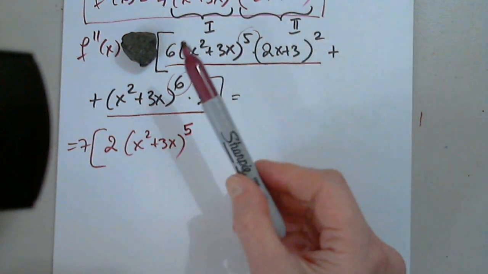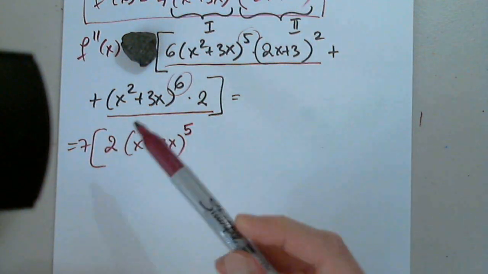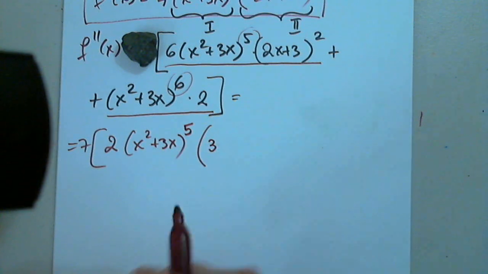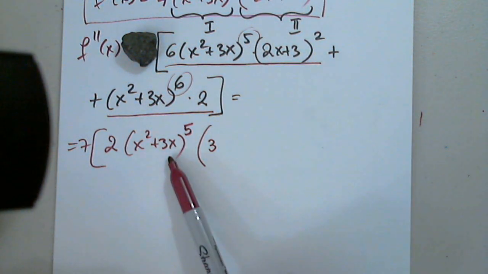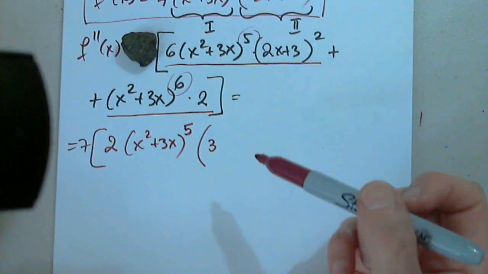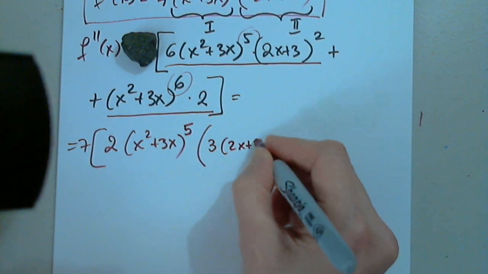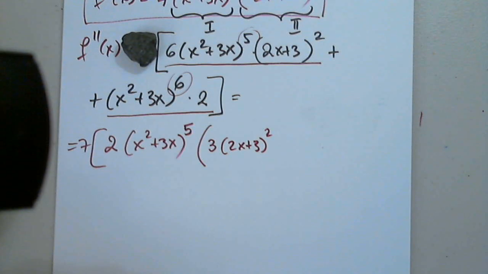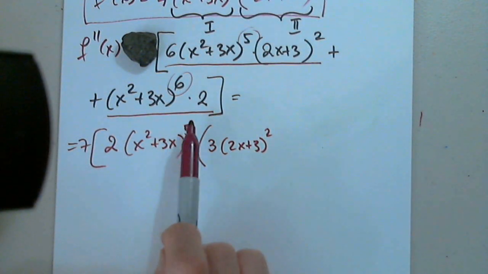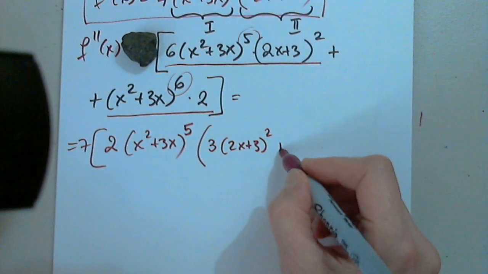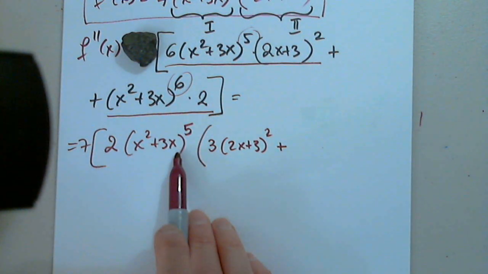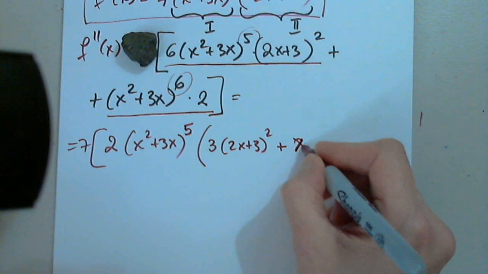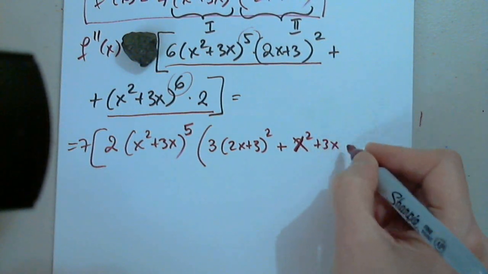Awesome. So from 6 we took out a 2. So there is a 3 left, right? From (x squared plus 3x) to the 5th, we took them all outside. And I still have a (2x plus 3) squared. And then plus, the 2 is out. And from 6, I took out 5. So plus x, I meant to write x squared plus 3x.